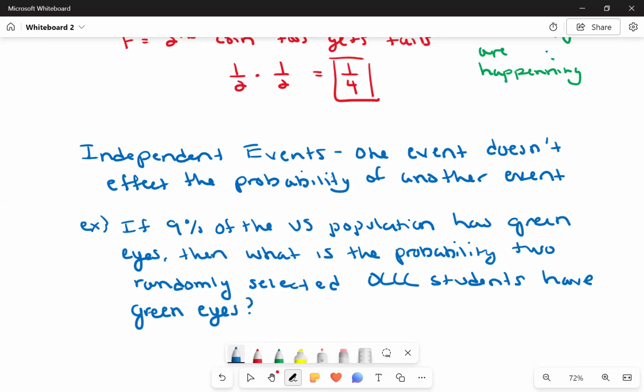All right. So in this scenario, first of all, we're looking at probabilities being given to us. When you say that 9% of the population has green eyes, you can interpret that to mean that there's a 9% chance somebody has green eyes, or somebody's born with green eyes, in the US. Okay. That's how we could interpret that.